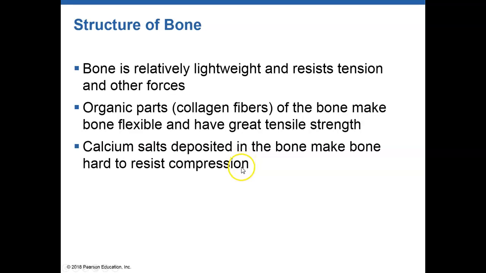So bone, in general, is much more lightweight than you would assume it would be. But it's very strong. It's one of our strongest connective tissues. Bone and cartilage are two of the strongest connective tissues. So bone has organic material as well as inorganic. The organic material is formed by your bone building cells called osteoblasts. They form collagen fibers, lots and lots of collagen fibers.